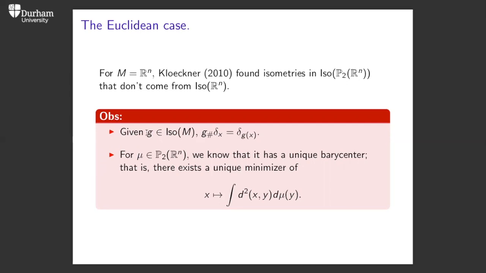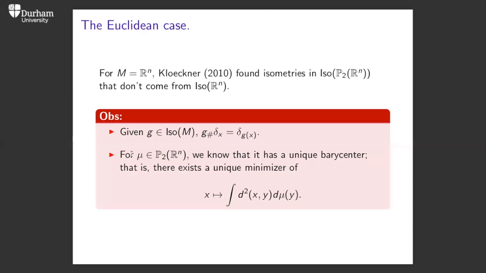Let me observe two things. If I have an isometry, or really any map, the push forward of a Dirac delta is again always a Dirac delta. This also happens if I take convex combinations of measures. It will act linearly in a way. It will preserve the atoms.